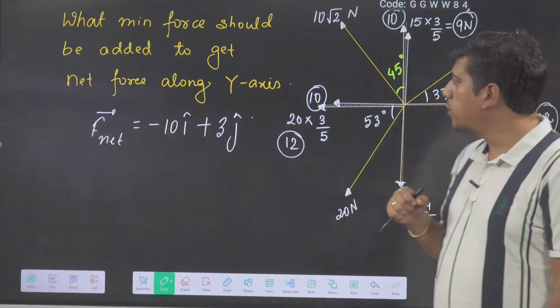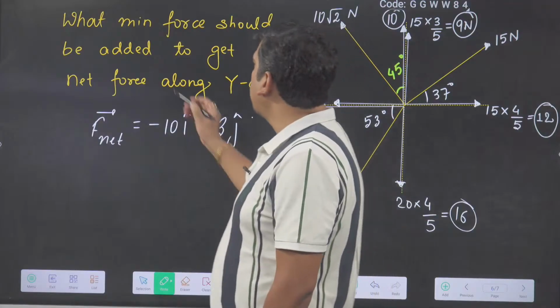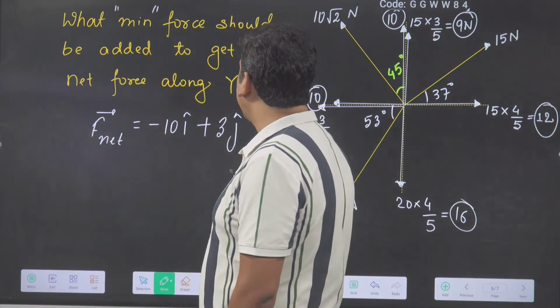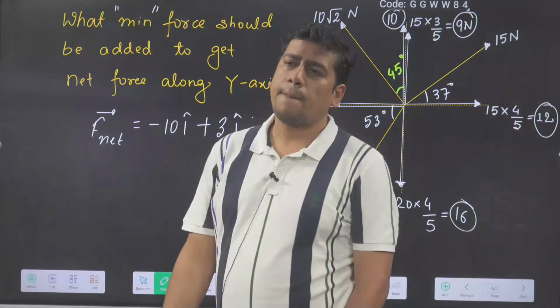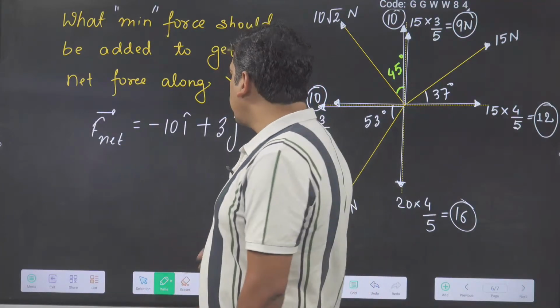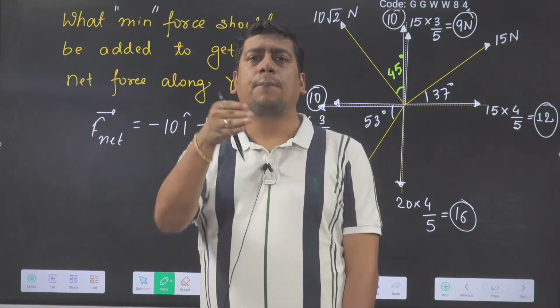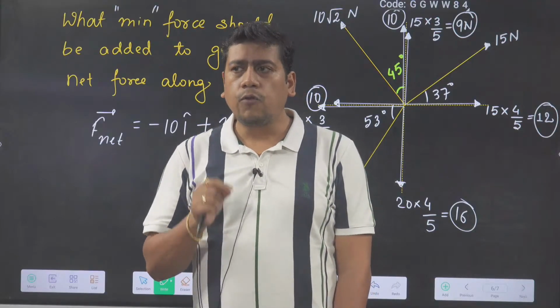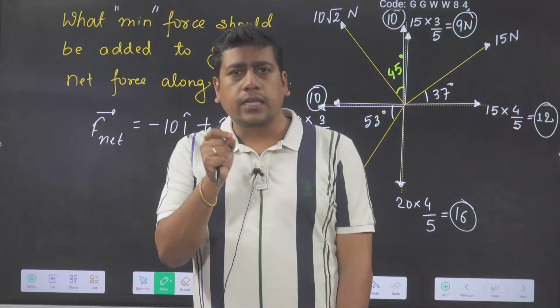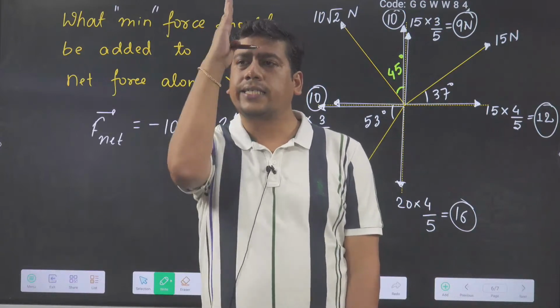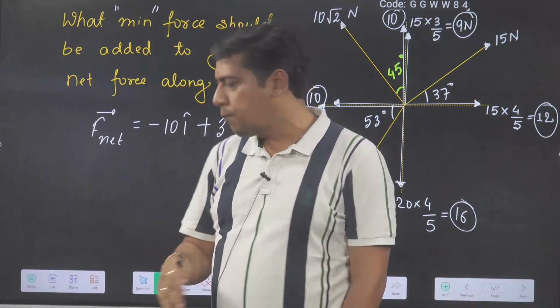But what is the question? The question is: what minimum force should be added to get net force along the y-axis? If you want net force along the y-axis, that means you want only j cap in the answer. You don't want any i cap, because you want net force along the y-axis. That means you don't want any x component.